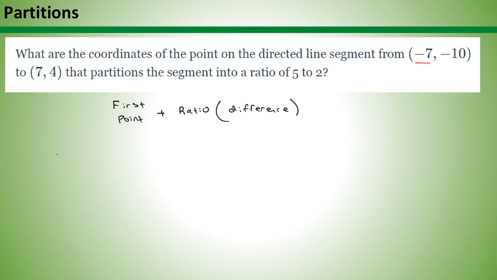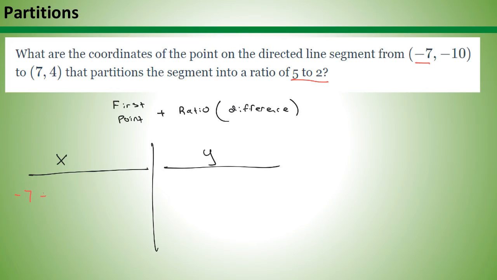Okay, so this time my first point is negative 7. So if I start down here with the x's, and let me just write this out, x and y. My first x is negative 7. If I have a 5:2 ratio, my ratio is going to be 5/7. And then my difference, if I'm going from negative 7 to positive 7, that is going up by 14. So here we have 14. Okay, so we have negative 7 plus 10. Negative 7 plus 10 is going to be 3. That is our x value.